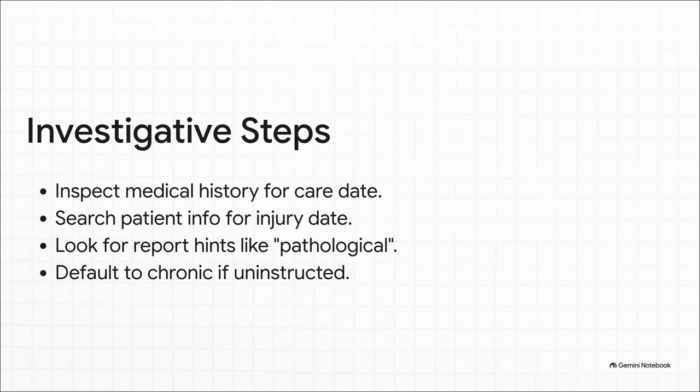Step 1. Inspect the medical history for the date the patient first sought care at the facility. Step 2. Dig into the patient info page for a specific date of injury. Step 3, and this is a massive pro tip, look for context clues in the report. If you spot a word like pathological, that is a huge hint pointing to a long-term disease process, meaning chronic harm, not an acute one.